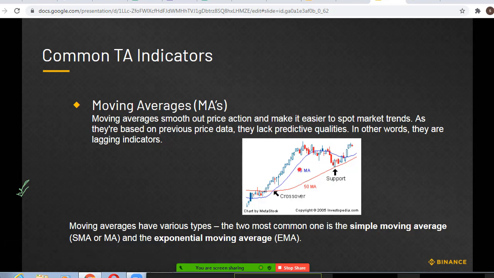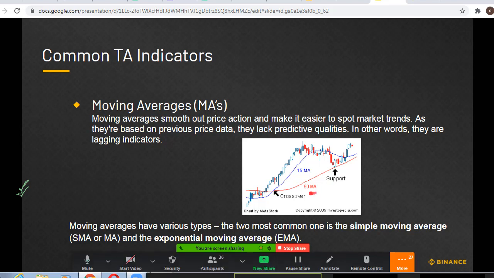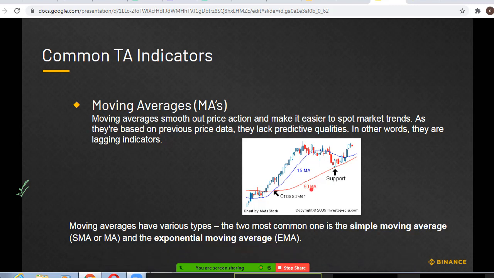Okay, so 15-day moving average, or 15-period moving average, means you are taking 15 days' closing prices divided by 15. While 50 MA means you are taking 50 closing prices. That's 50 days' closing prices divided by 50. It will give you where it will get calculated. Okay, so it gives you the moving average.